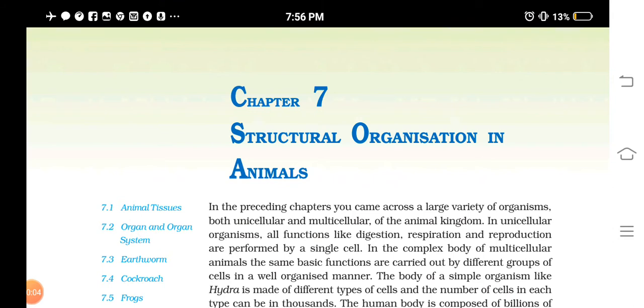So children, today we are going to study chapter 7, structural organization in animals. Before starting the lesson, I would like to give you the portions of the midterm examination, that is, what we have studied.